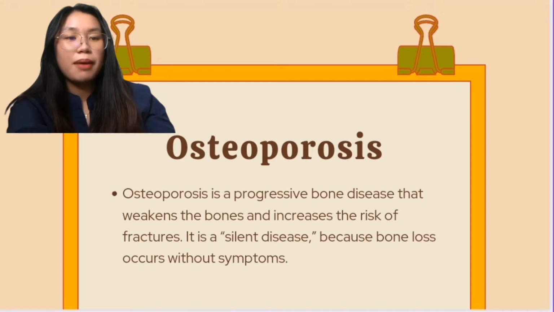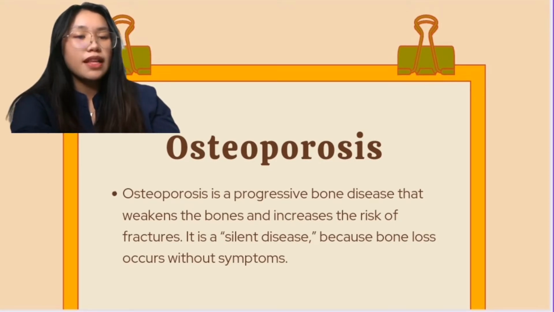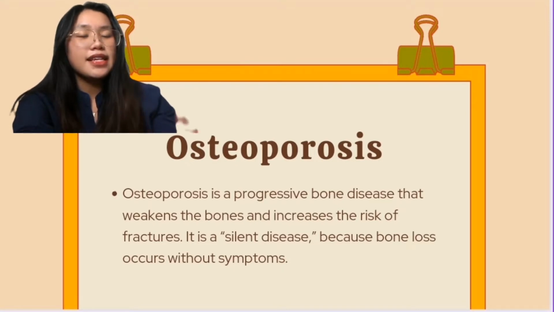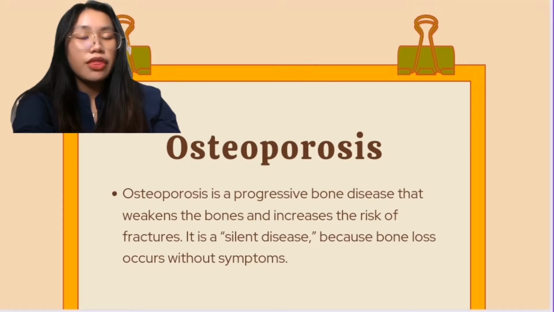But first, let me have a brief discussion about osteoporosis. Osteoporosis is a progressive bone disease that weakens the bone and increases the risk of fractures. It is a silent disease because bone loss occurs without symptoms. Osteoporosis is a major cause of fracture in postmenopausal women and older men. Fractures can occur in any bone but happen most often in the hips, the vertebrae, the spine, and the wrist.